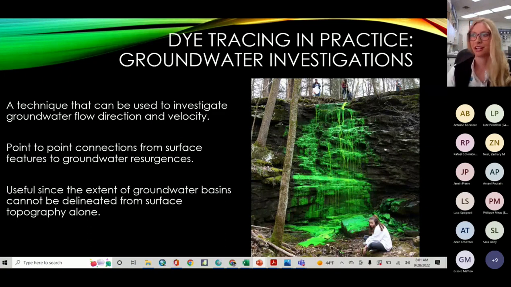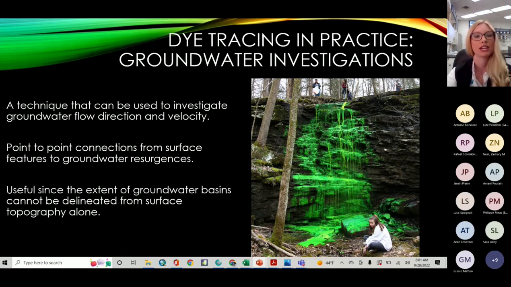So for a little context, I'm going to give a very brief description of some of the principles of dye tracing as we use them in groundwater investigations, and then move on to some more specific examples. Although the science of dye tracing seems pretty straightforward, it can be a bit complicated in terms of the details, but it is a relatively simple and inexpensive way to derive a lot of great information about the velocity and direction of groundwater movement.